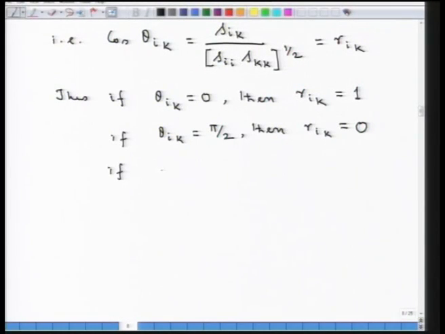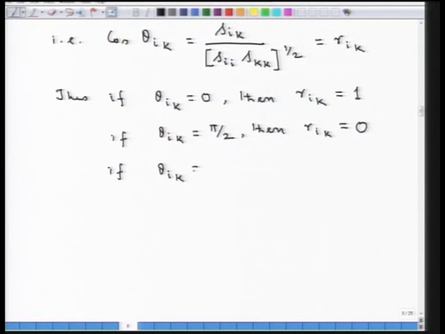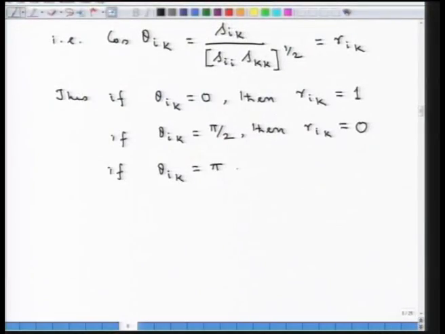In the other extreme, if they move in the opposite direction, not orthogonal, but perfectly in the opposite direction, that is, if the angle between the two deviation vectors is pi, so the two vectors are moving in completely different but perfectly opposite directions, then r ik is what we expect: they are exactly opposite, perfect negative correlation.